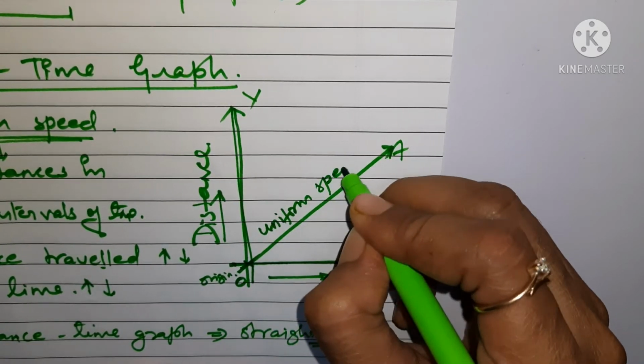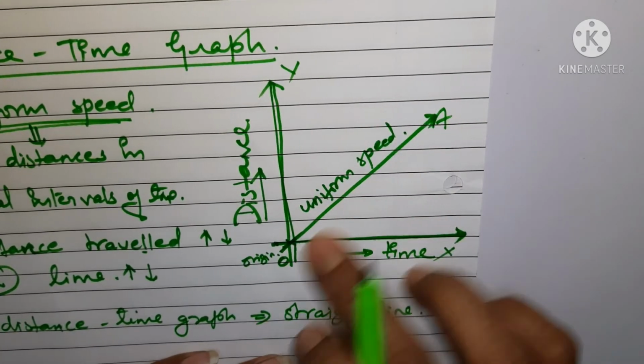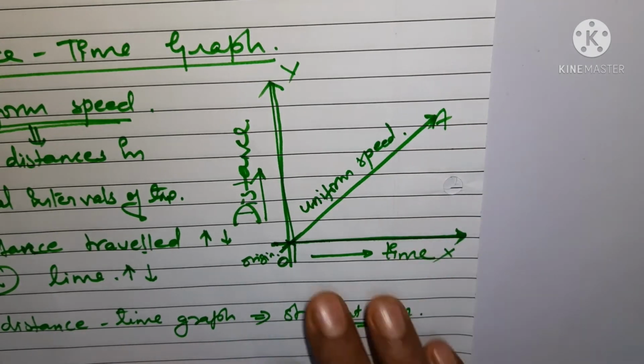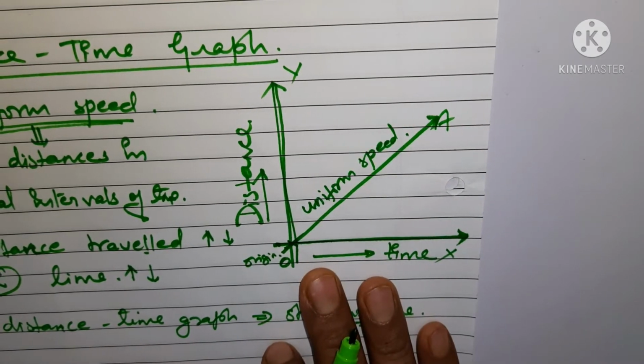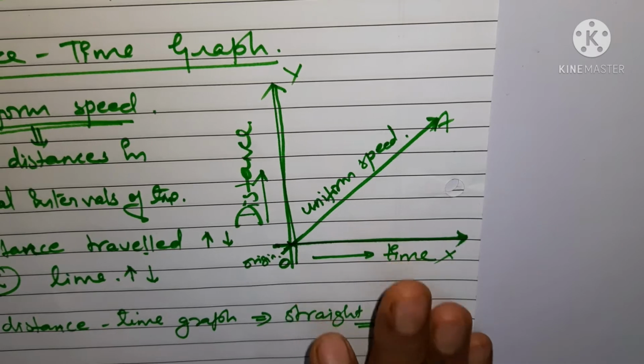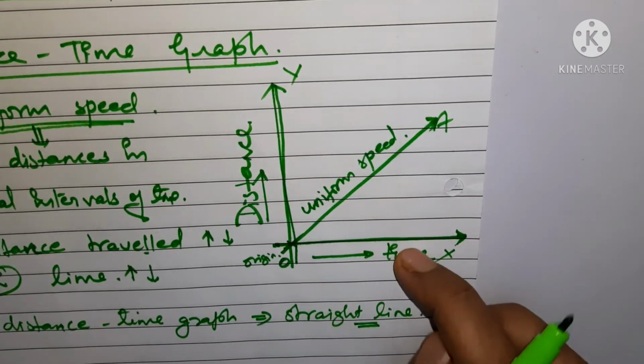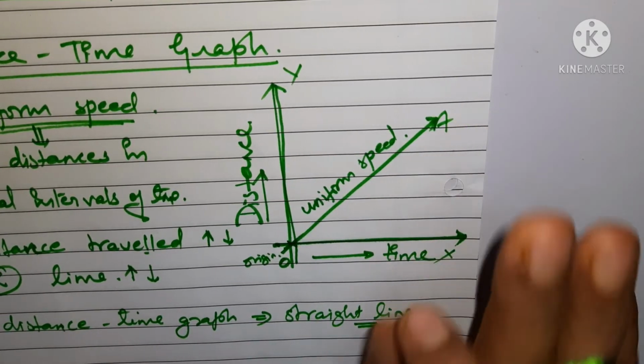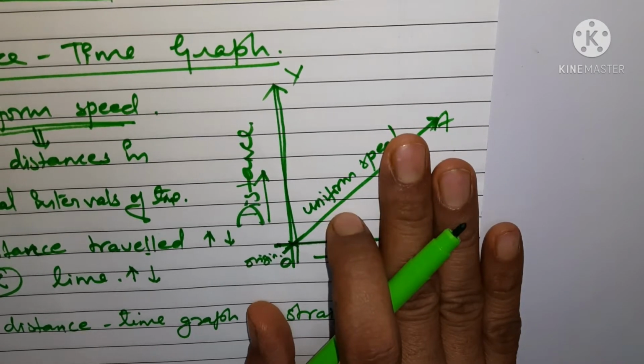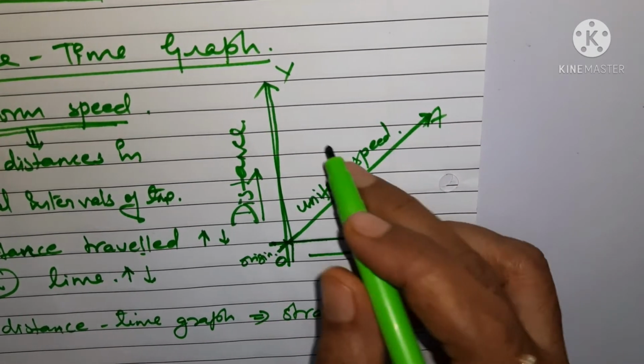This is your uniform speed. Then what does it mean if this is uniform speed? Now let us do one thing. We are going to calculate speed now in this case. This is the distance time graph and this is our speed. Now we are going to find out the speed with the help of this graph.